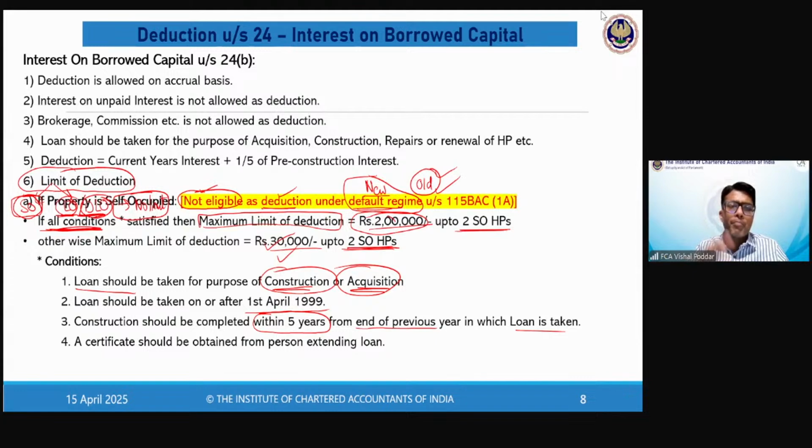Now, Kinnari Beta, please remember the limits which I am talking about are only for self-occupied under old regime. If your property is let out, even if the loan is taken for repair, renovation, there is no limit. Please go step by step, whether self-occupied or let out. If it is let out, don't see anything. It is allowed without any limit. Only when it is self-occupied, then you go to each point, first old scheme, new scheme. New scheme, no deduction. Old scheme, deduction with condition of limit.